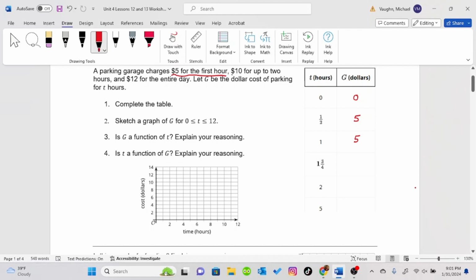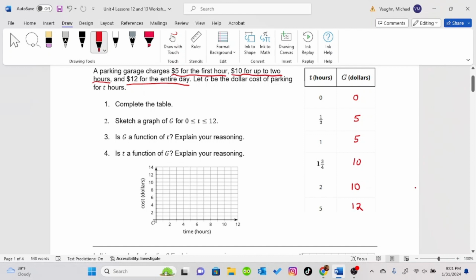Our next category is $10 for up to 2 hours. So that means 1 3/4 hours would be $10 and 2 hours would be $10. And our last category is $12 for the entire day. So 5 hours would be $12.